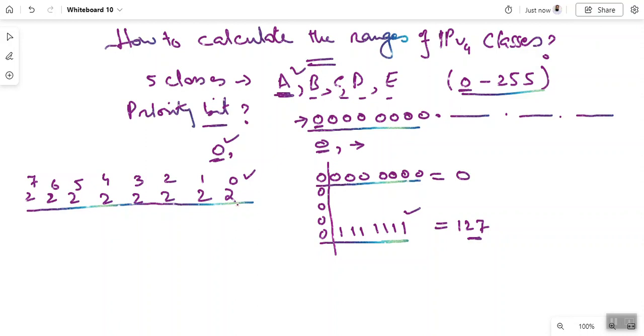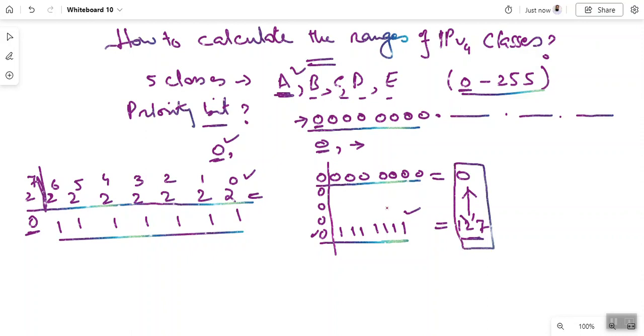When we convert a binary number to decimal, this is for one octet value. Here the leftmost bit value is 0, as written here, and all other bits are 1. If we add all these numbers, we will get 127. So the range of class A is from 1 to 127.